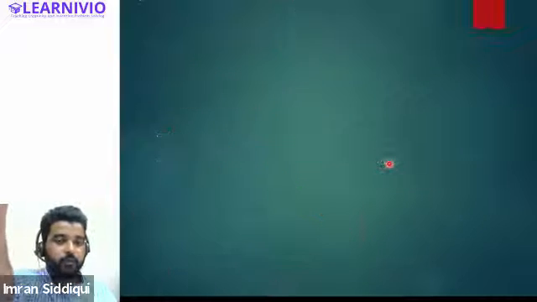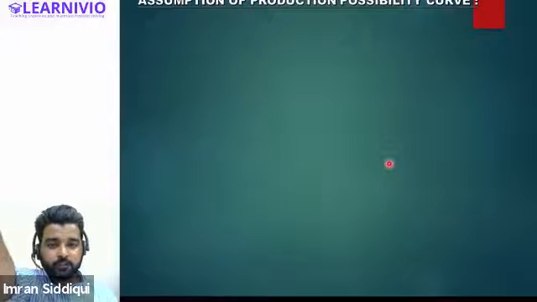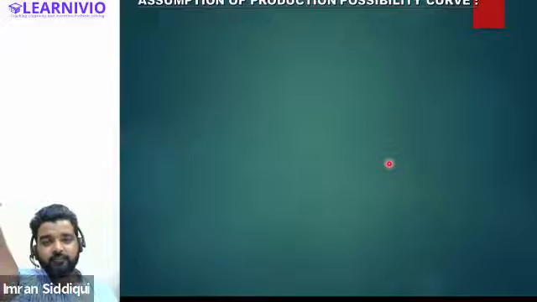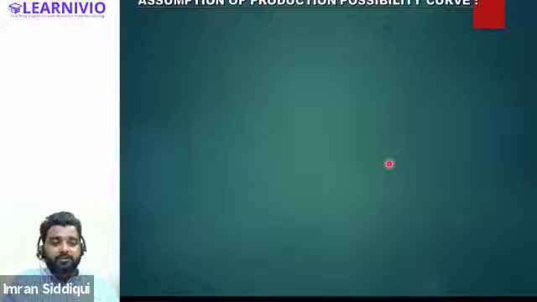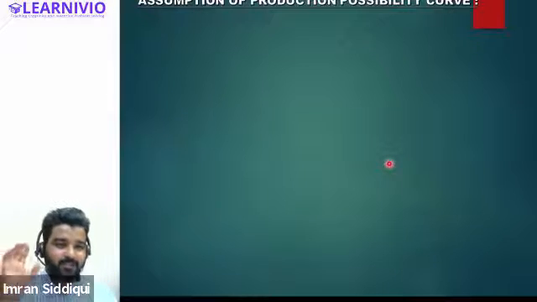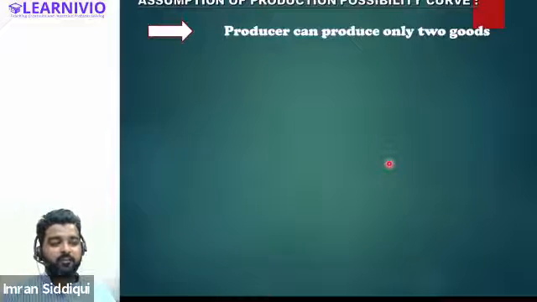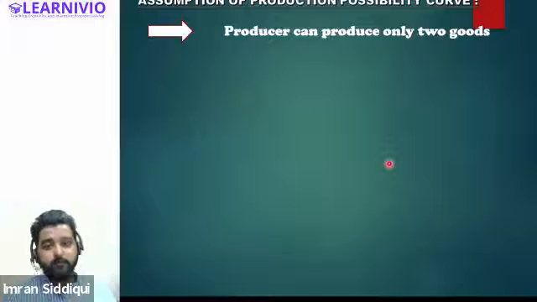Okay. Now we will proceed to the next slide. Now we will discuss the various assumptions of the production possibility curve. Whenever we discuss the production possibility curve, there are certain assumptions, certain presumptions that we follow. First of all, the first presumption is that whenever we discuss the production possibility curve, we will only consider that the producer is only producing two goods. See, this is not practical.